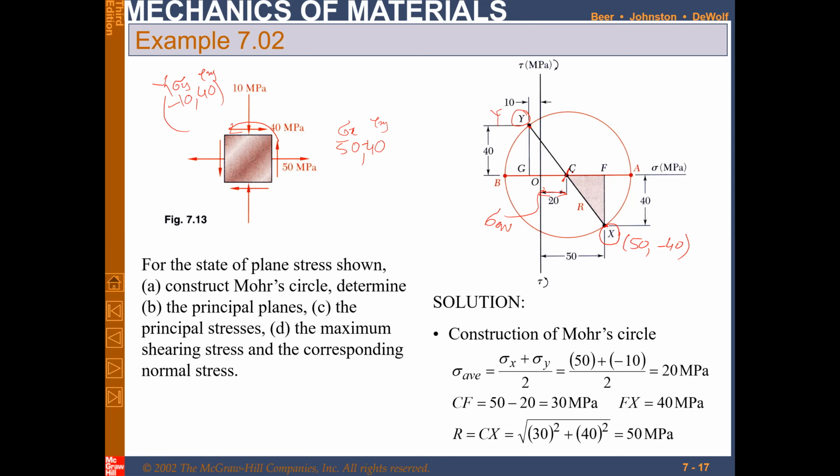This CF is basically 50 up to this, minus OC, 20, so it will be 30. So CF will be 30, because this whole is 50 minus 20. So R is CX. This is the Pythagoras theorem. You know this is 40, this is 30, so R is the square root of 40 squared plus 30 squared. Pythagoras theorem you will apply.